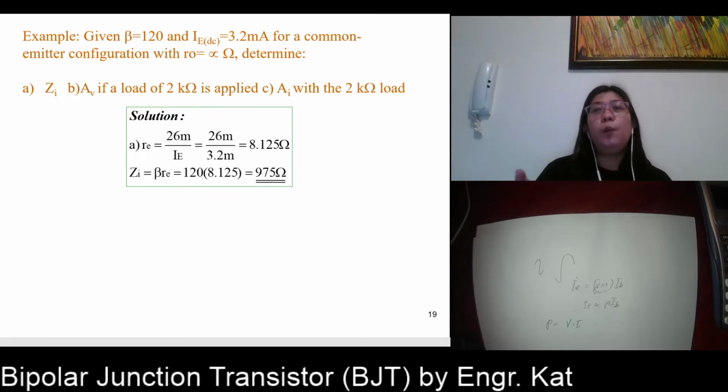Comparing the two, the common emitter configuration has a higher input impedance compared to a common base. So common base is characterized by low input impedance.